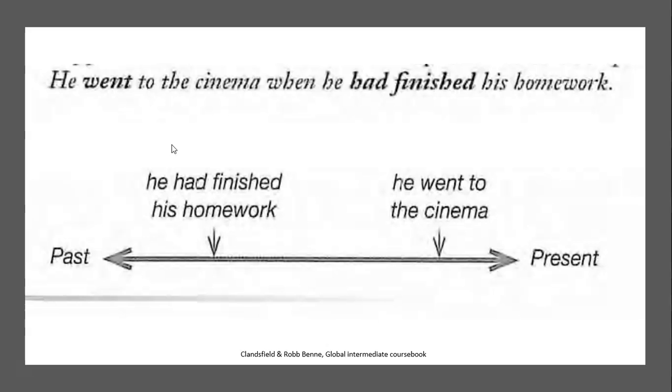Okay, and we can visualize this on a timeline. Look at this example. He went to the cinema when he had finished his homework. If you look at the timeline here, we've got the past here and the present here, right? So the past perfect action, he had finished his homework, is further back in the past. That action happened first in the past, and the past simple action happened after that, after the past perfect action. He went to the cinema.